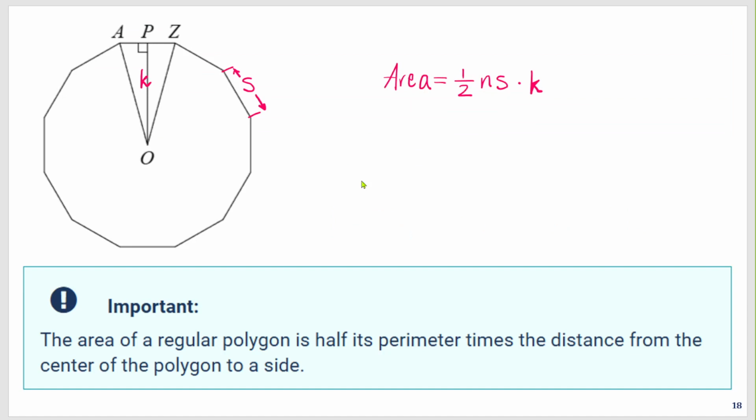So let's make a summary here. The area of a regular polygon is half its perimeter times the distance from the center of the polygon to a side, because n times s is actually its perimeter, right?